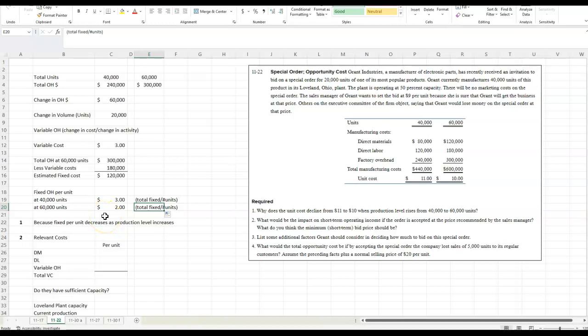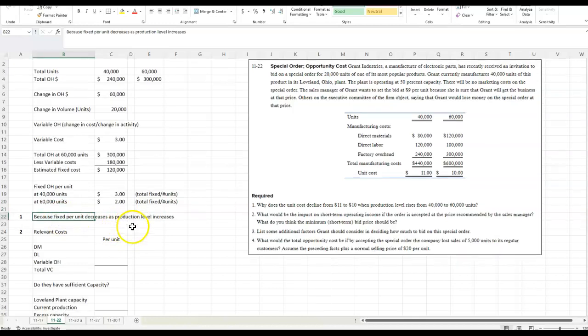So our fixed overhead per unit goes down because it's a fixed cost. It didn't change, and it's divided over more units. It goes down by $1. So our unit cost went down by $1 from 40 to 60,000. Why does the unit cost decline? Because fixed cost per unit decreases as production level increases.